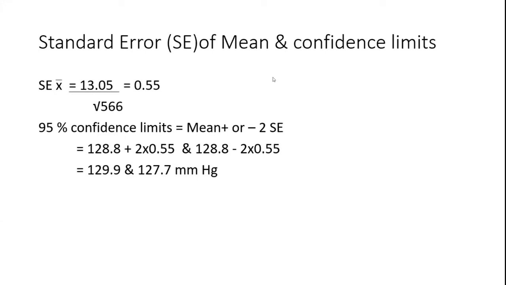So I can calculate standard error and plus or minus 2 standard errors. Actually, it is 1.96. The mean plus or minus 2 standard errors gives me the 95% confidence interval. Just keep it at the back of your mind. Okay.